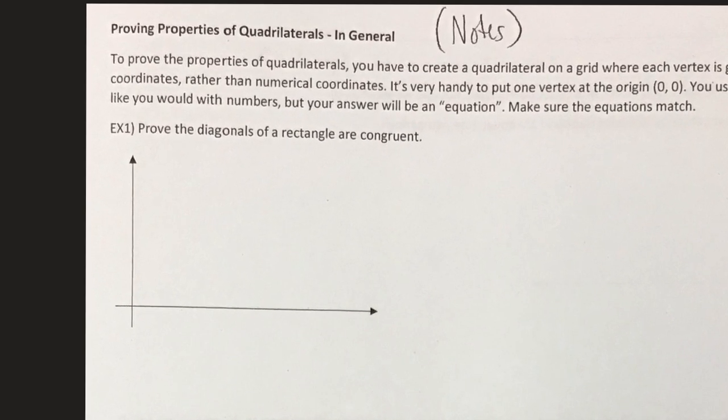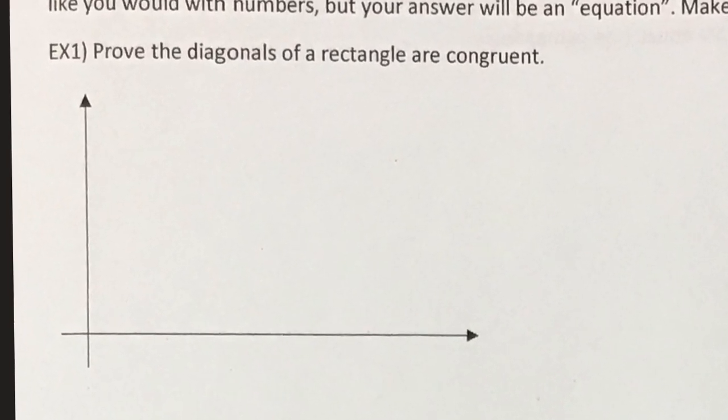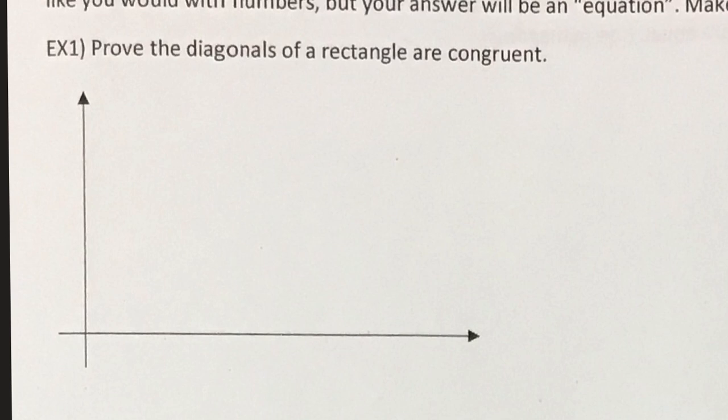So today we're proving things about quadrilaterals. I know that you believe me when I say that the quadrilateral with four right angles is a rectangle, but how can we prove that? Well, we do that by coordinates. So we're going to talk about how we show that the diagonals of a rectangle are congruent. That is one of the properties of a rectangle: their diagonals are equal.